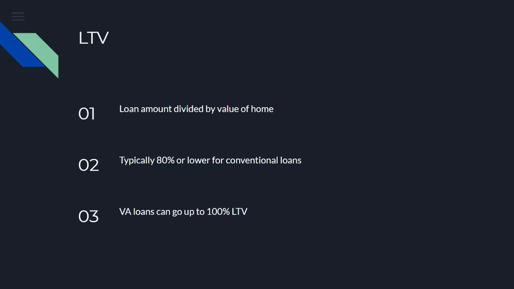With a conventional loan, and just common sense speaking, as a lender, if I'm lending money to someone, I do want to see that they can bring some of the money to the table. Something. I don't want to do 100% financing. I want to have some wiggle room. And that's what that 80% LTV is. However, if you are a veteran, VA loans can go up to 100% LTV. You don't have to bring any closing costs or any down payment. That's one of the benefits of being a veteran.